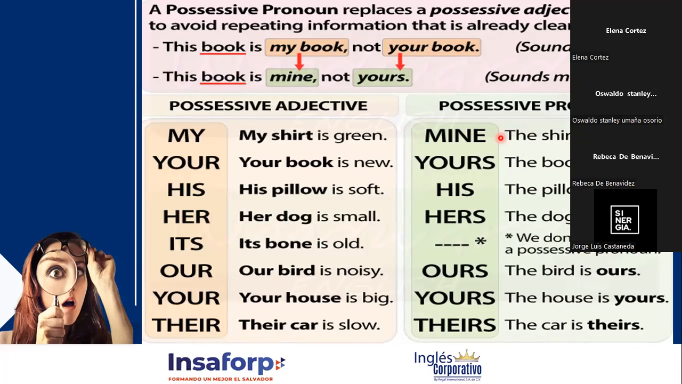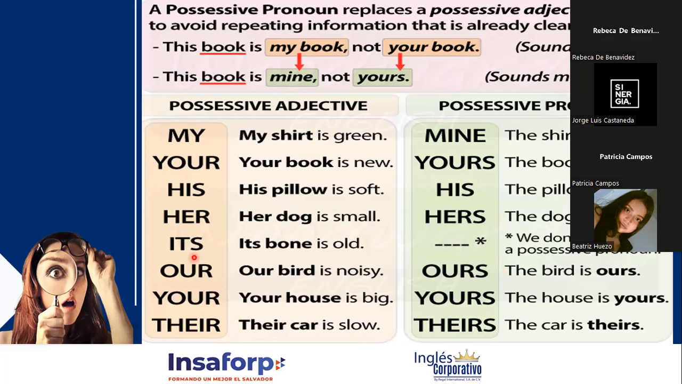Rebecca, let's go with this one. Rebecca? Well, she's probably not there. Jorge Luis, let's go with you. The shirt is mine. Okay, thank you. Now, Patricia. The book is yours. Okay, thank you very much. Juan Piñate. The pillow is his. Thank you. Jessica. The dog is hers. Now, Wilfredo Gonel. The house is ours. Okay. Now, let's see, Beatriz.